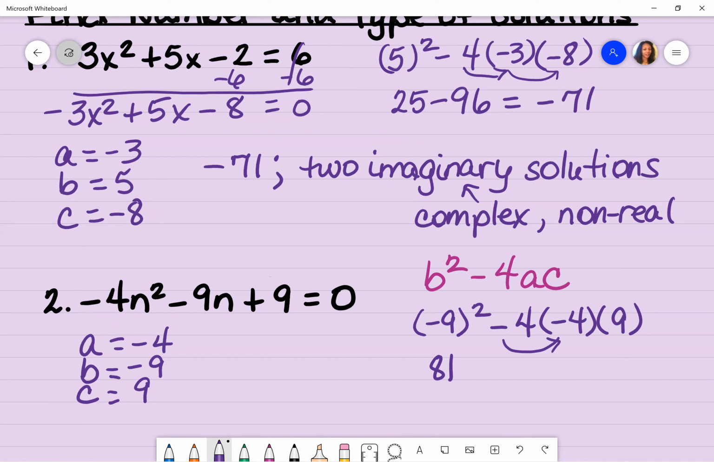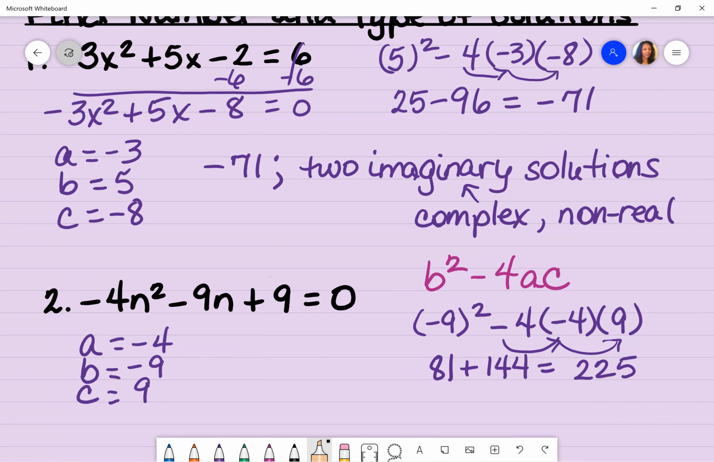Then we have 16 times 9, which is +144. When we add that to 81, that's going to be 225. Again, a discriminant is what is under the square root portion in your quadratic formula. You do not square root your discriminant. This is my discriminant, I'm finished there. But what I'm trying to tell you is this is a real number. It is not imaginary anymore.